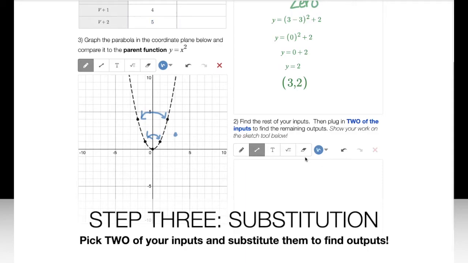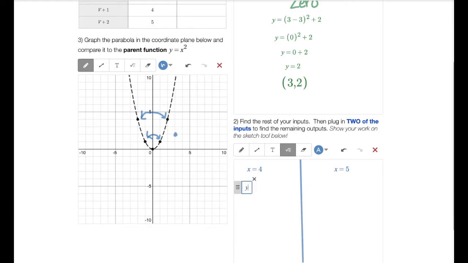So in my sketch tool, I'm going to separate this down the middle so that I can keep those 2 sides separate. On the left, I'm going to show the math for substituting in 4, and on the right, the math for substituting in 5. So my function is y equals x minus 3, so that'd be 4 minus 3, squared, don't forget that squared, plus 2. Do the math. Y equals 4 minus 3 is 1 squared plus 2. 1 squared is 1 plus 2. 1 plus 2 is 3.